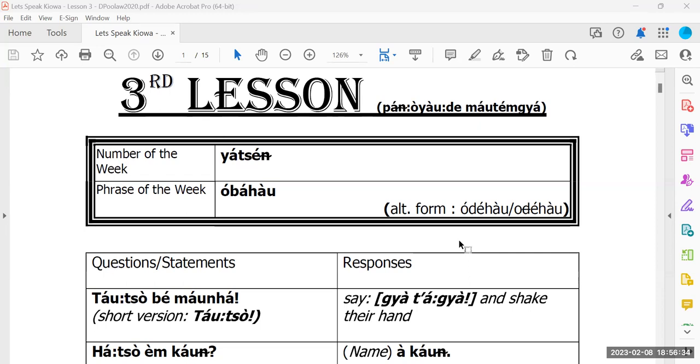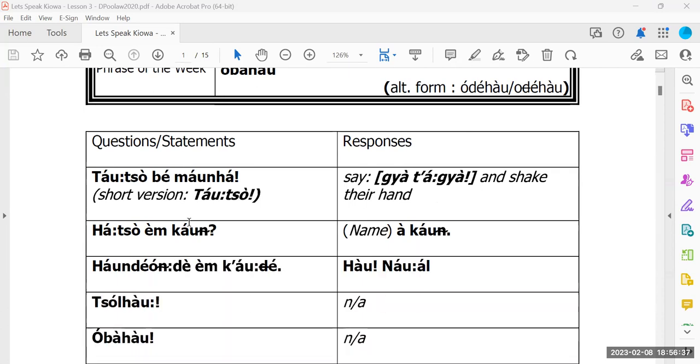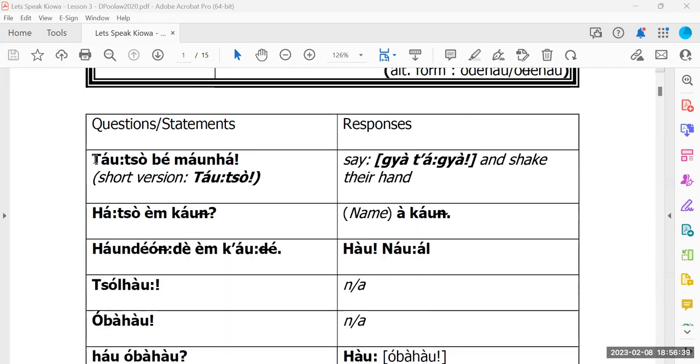All right, so Grandma D, if you would start us off with this first phrase here. It says the response would be saying get aga and then shake someone's hand. Get tata be mana ha. Or tato. Ha. And let's see if you could go ahead and say the response as well?